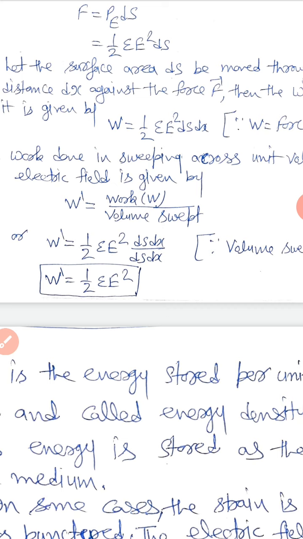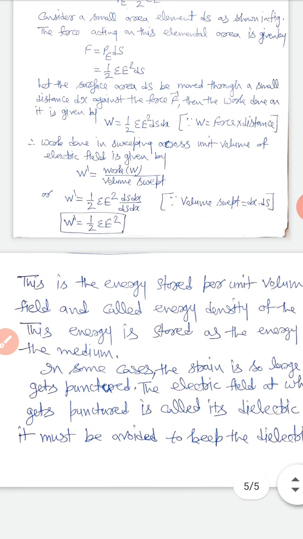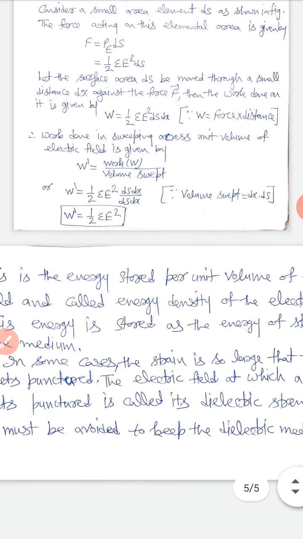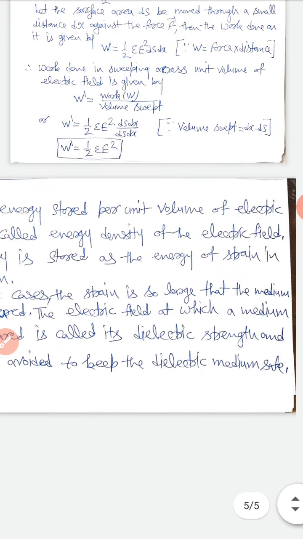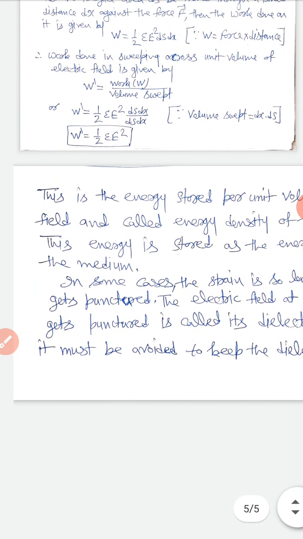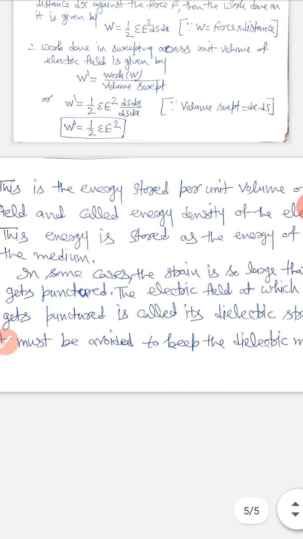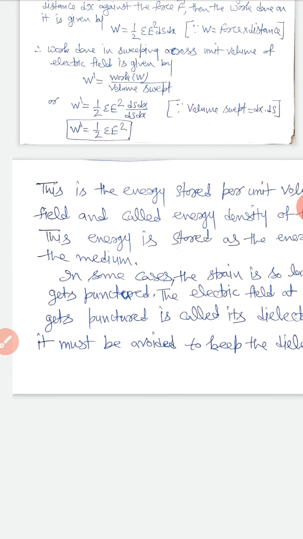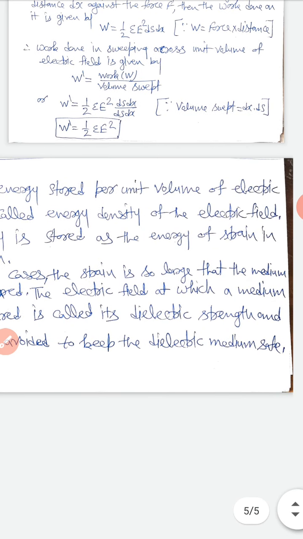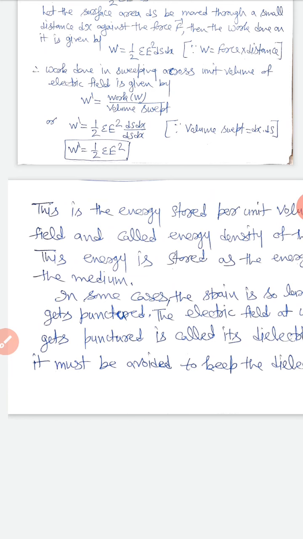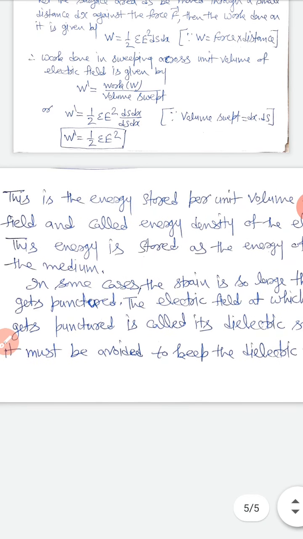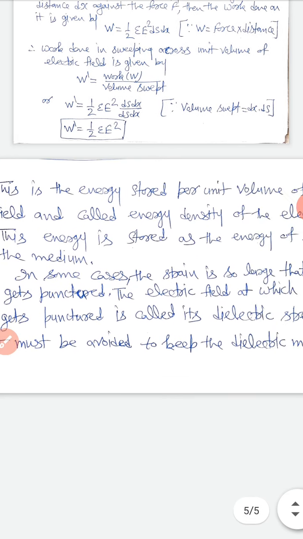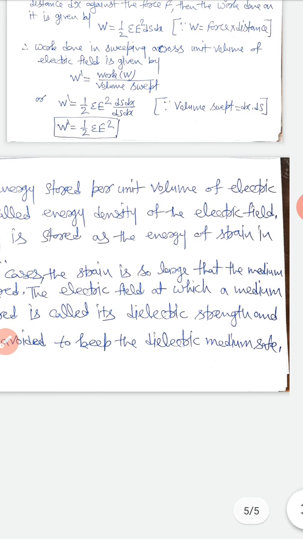This is the work done per unit volume, which appears as the energy stored per unit volume of the medium in the form of strain energy. This is nothing but the energy stored per unit volume of the electric field, called the energy density of the electric field, stored as strain energy in the medium. In some cases the strain is so large that the medium gets punctured, and the electric field at which a medium gets punctured is called its dielectric strength. It must be avoided to keep the dielectric medium safe.